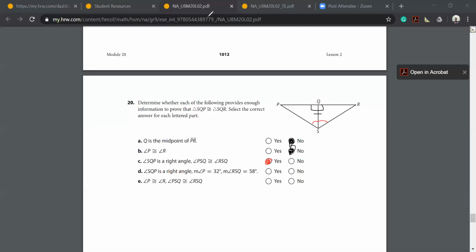Okay, let's go to question D. Angle SQP is a right angle, again, right angle. So this is 90. This is 90. Measure angle P is 32. He is telling you that this is 32, and that measure angle RSQ is 58.